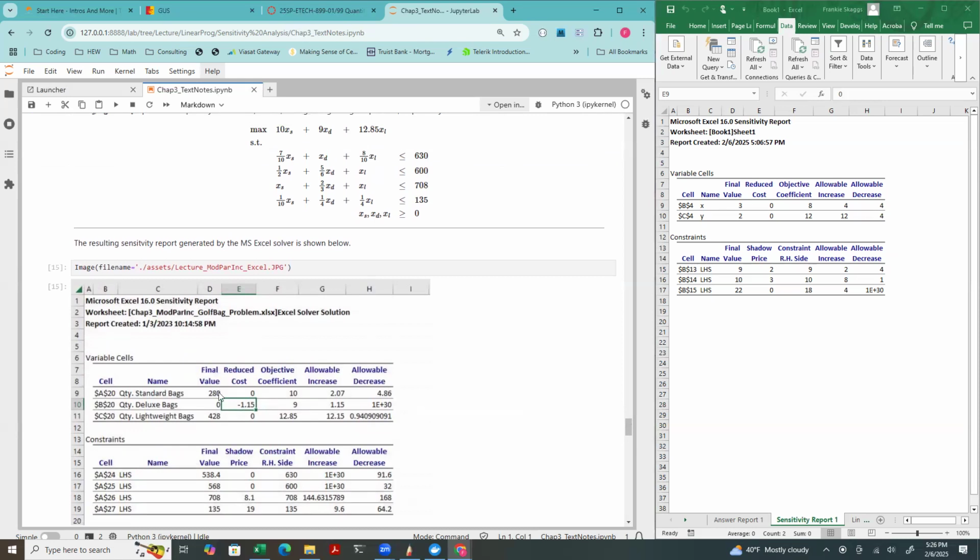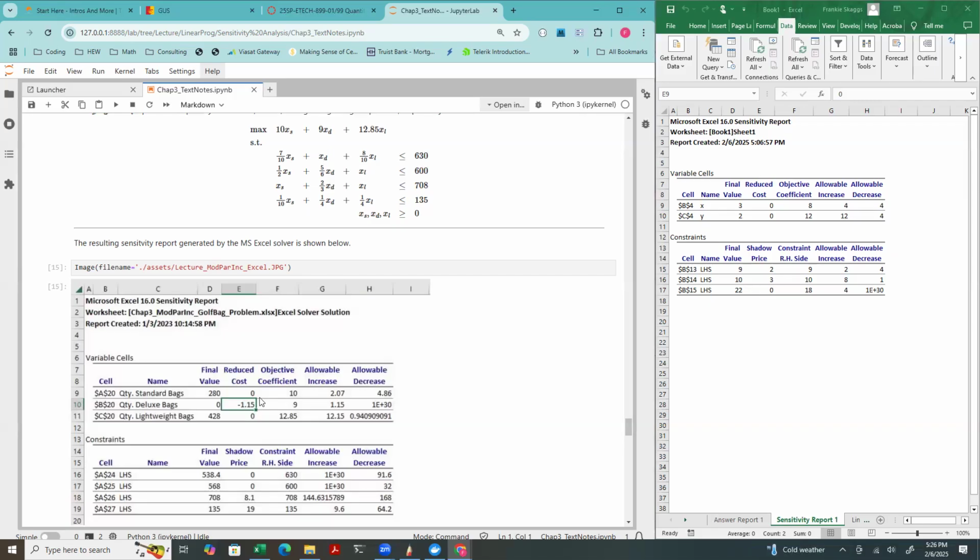The final value would say, okay, create 280 of the standard bags, 428 of the lightweight bags. Since we have 0 of the deluxe bag, that results in a non-zero value for the reduced cost, negative 1.15 in this case. So we're maximizing total profit. What does this mean? Well, this means that if you were forced to make a deluxe bag, you're going to suffer or decrease the overall profit by $1.15.